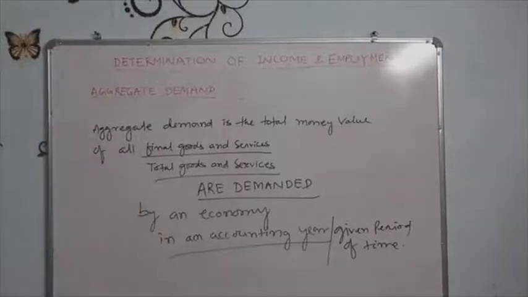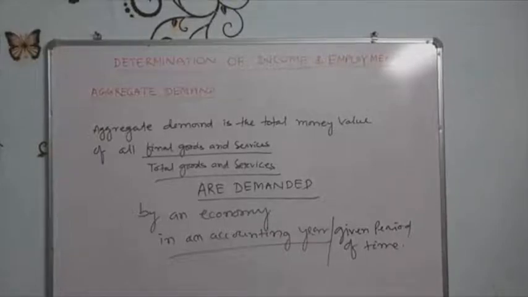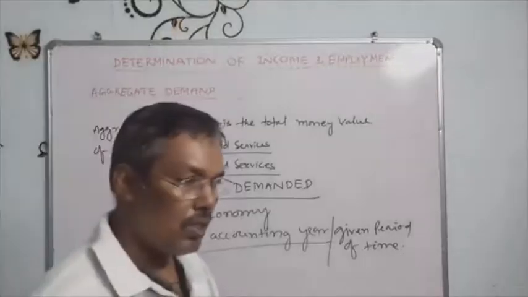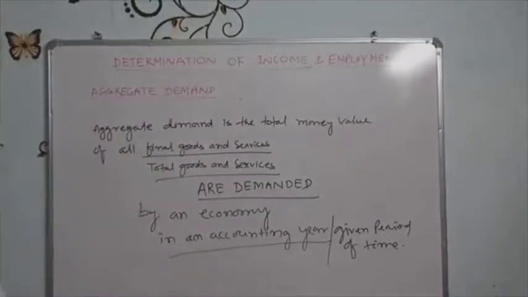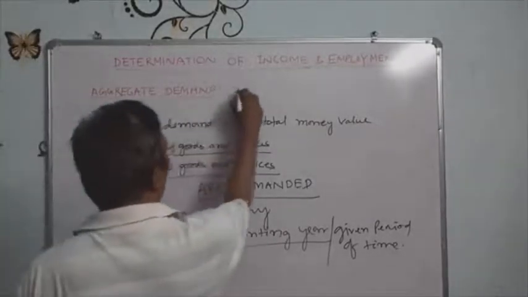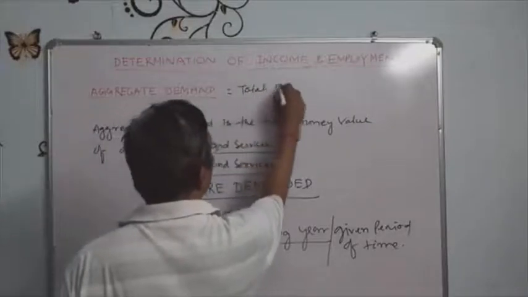Now, dear students, you are clear about the meaning of demand. What do you mean by aggregate demand? So it may be said like this: aggregate demand is equal to total expenditure.